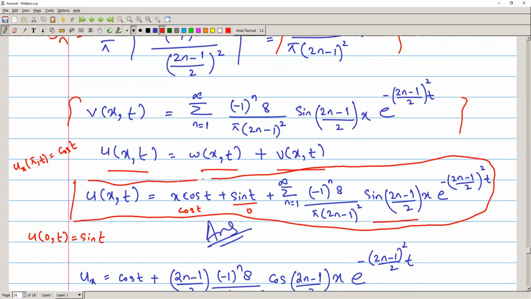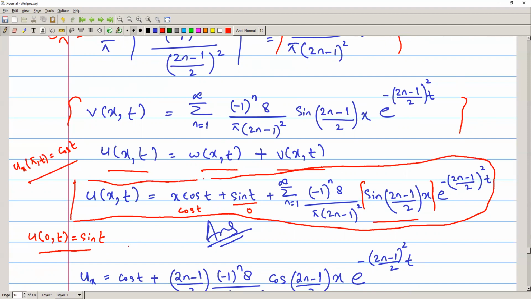This will be 0. And when we differentiate this, this will be cosine of (2n minus 1) over 2, times x. So when we apply pi here for u_x of pi comma t, this will be cosine of (2n minus 1) over 2 times pi, that is 0. So this will again be 0, and we will only be left with cos t. Therefore, this condition is also verified.